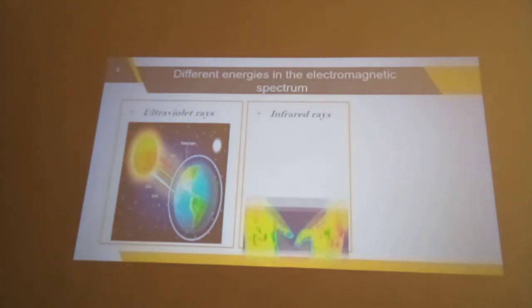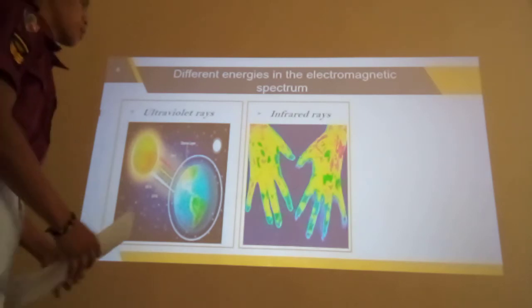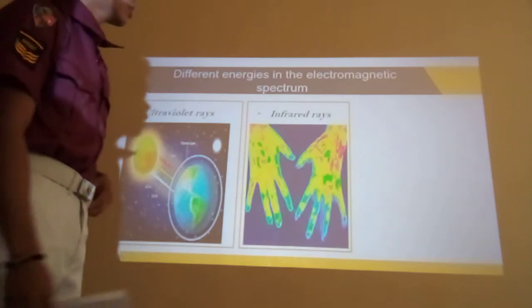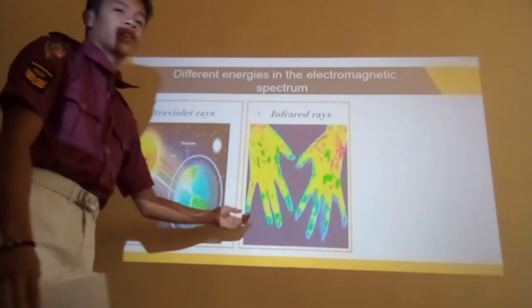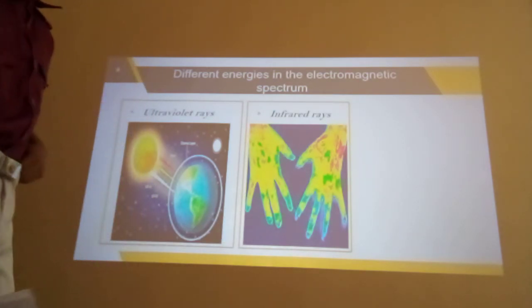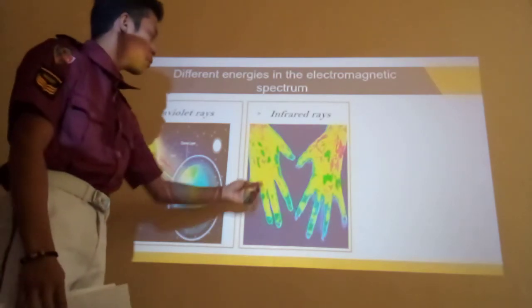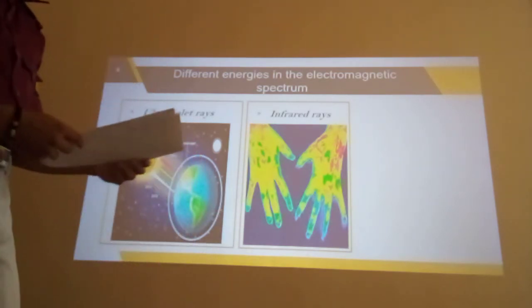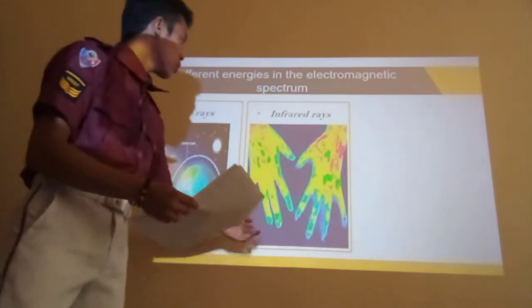So I have the example of infrared rays. As you can see, it is like the X-rays, but it has color. The difference between the two is that infrared rays have different colors, as you can see in the picture.